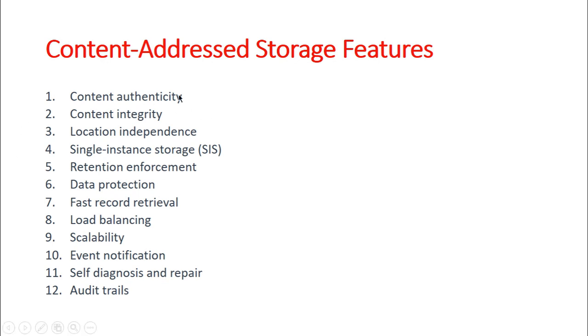Let us first see what we mean by content authenticity. CAS assures the genuineness of the stored content, which is achieved by generating a unique content address for each object and validating the content address for stored objects at regular intervals. Content authenticity is assured because the address assigned to each object is as unique as a fingerprint.